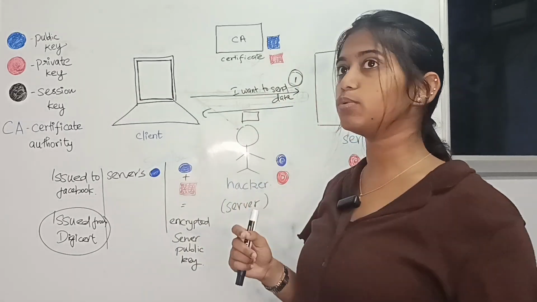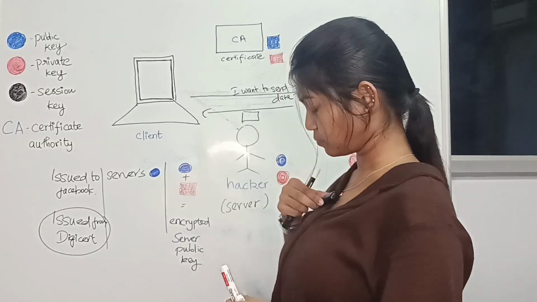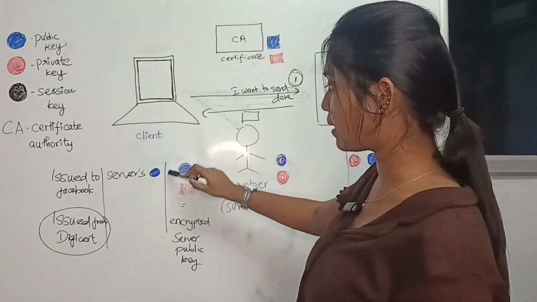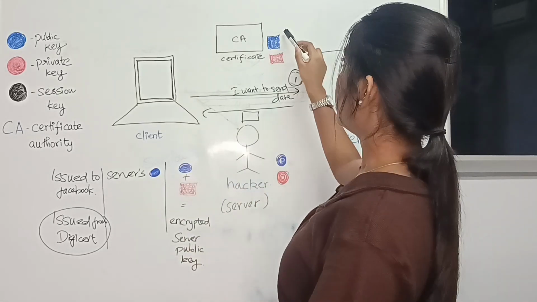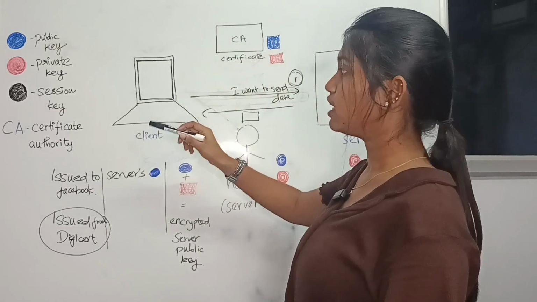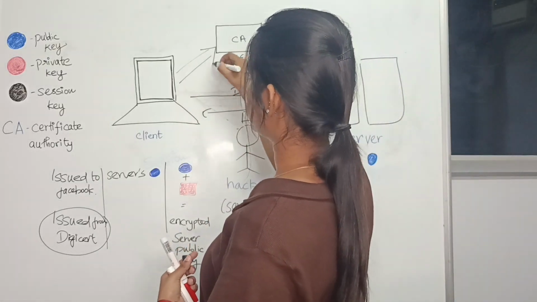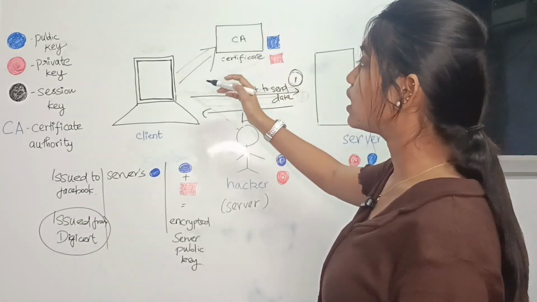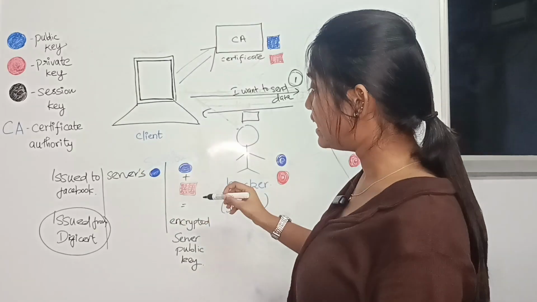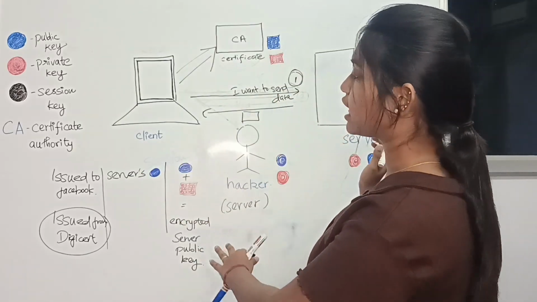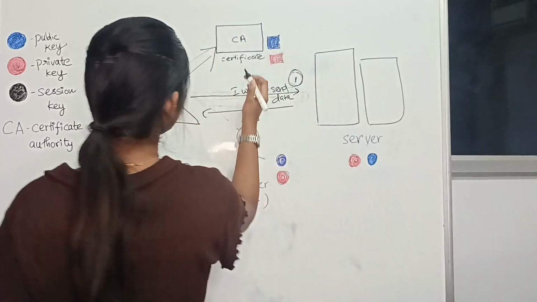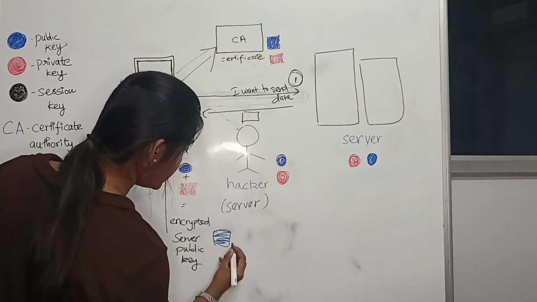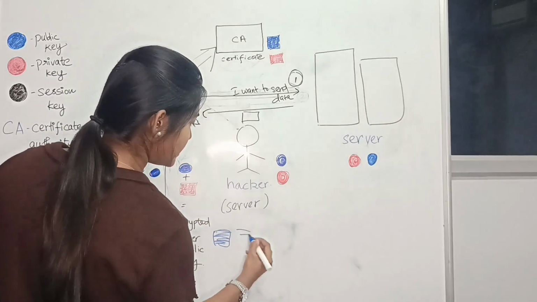Since we follow asymmetric encryption and decryption, when we are using the private key to encrypt, we can only use the public key of the certificate authority to decrypt. So the client goes to the certificate authority and asks for its public key. With the help of the public key of the certificate authority, it decrypts this encrypted server public key, and you get a decrypted one.